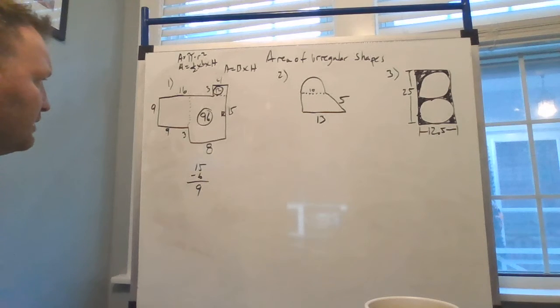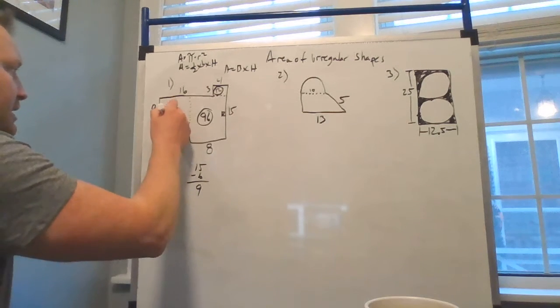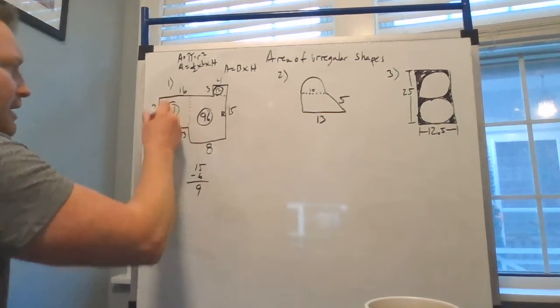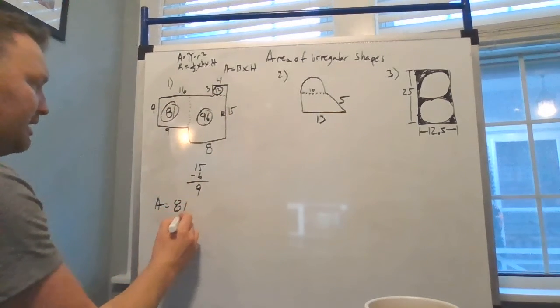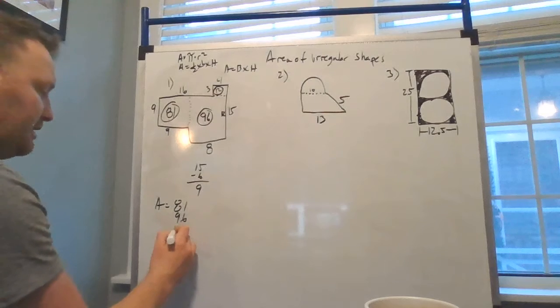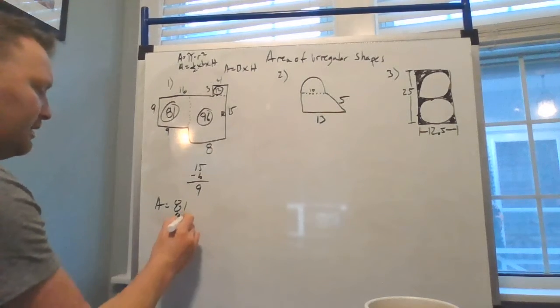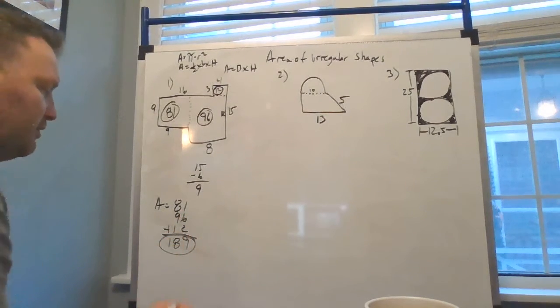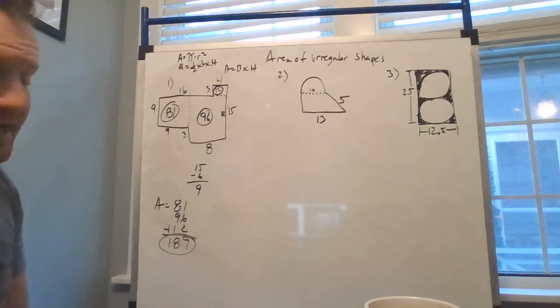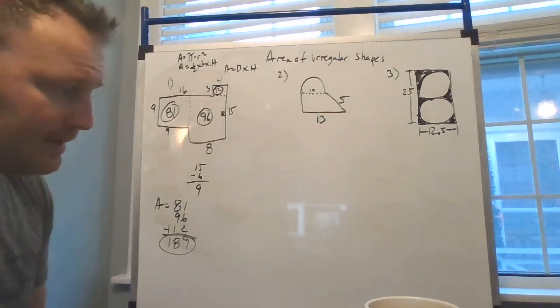My next is going to be right here. 9 times 9 is 81. Okay, I got all 3 of my areas. The last thing I do is I add up my areas. 81, 96, and 12. Add them up. 6 plus 2 is 8, plus 1 is 9. 17, 18. Your area for this is 189 units squared, okay?